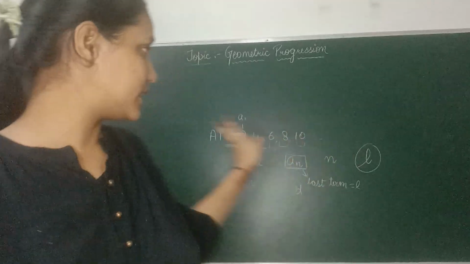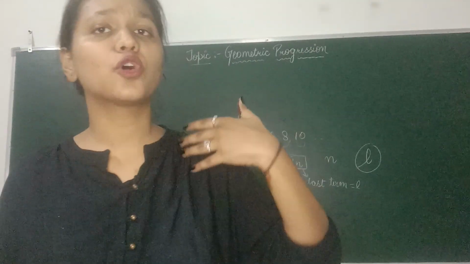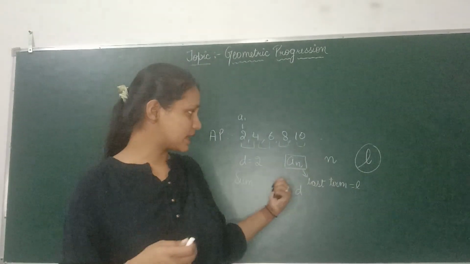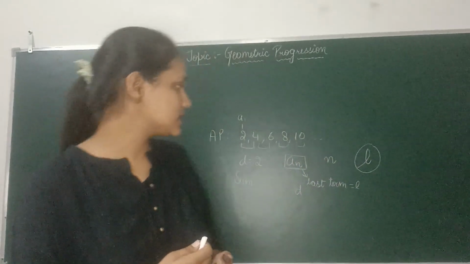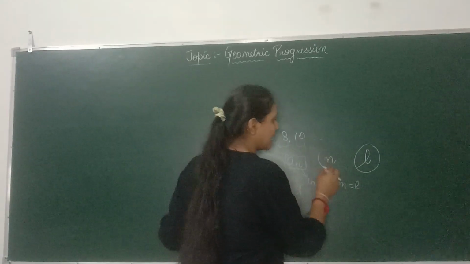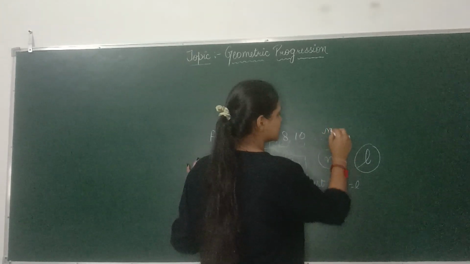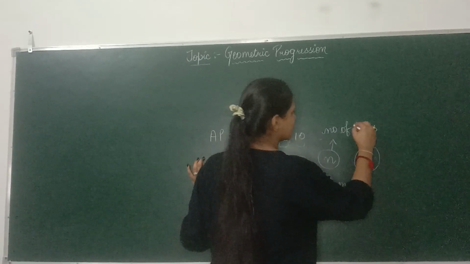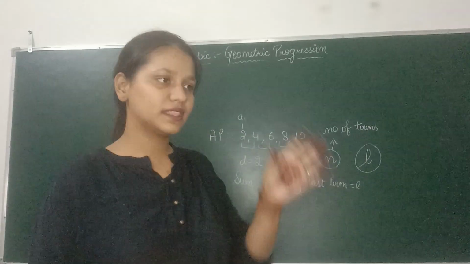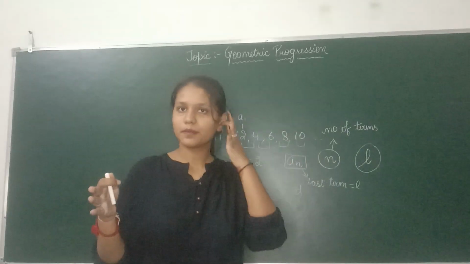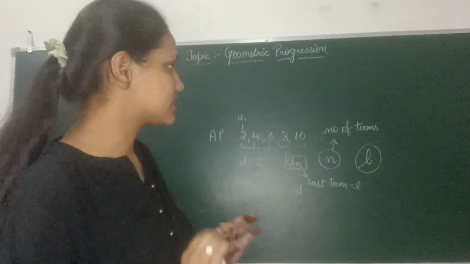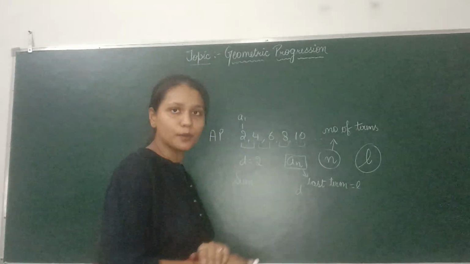If we continue writing all these numbers, and there are so many numbers, and we have to calculate how many terms can be taken in this AP series, that is, if we have to calculate n. N is the number of terms included in the AP series, and d is the common difference.